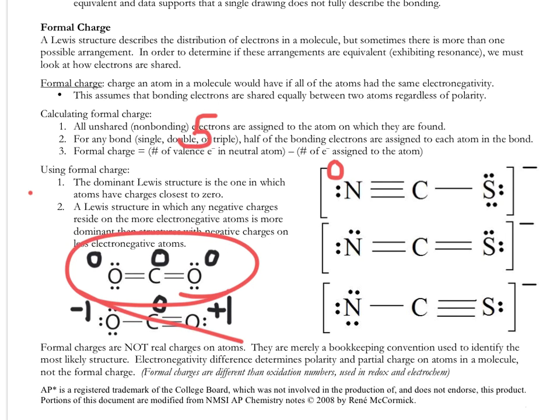Nitrogen number 2 brought 5, it has 1, 2, 3, 4, 5, 6. So it brought 5, it has 6. Its formal charge is -1. Nitrogen here brought 5, has 1, 2, 3, 4, 5, 6, 7. Brought 5, has 7. Its formal charge is -2.